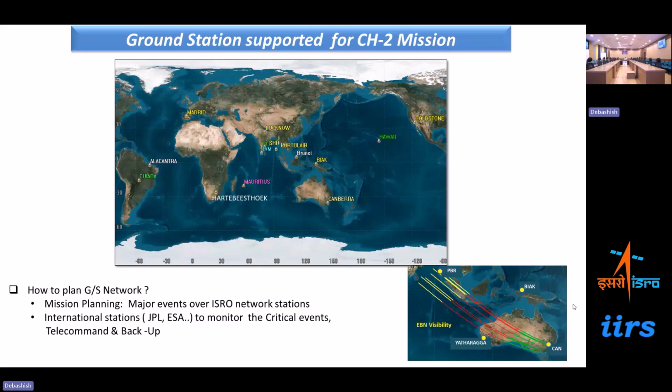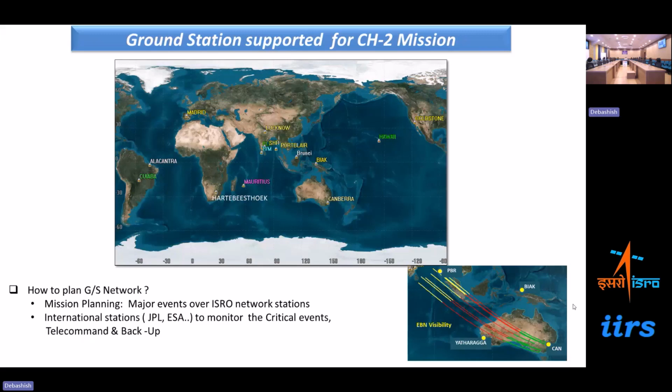Now, if you can see, we have distributed ground stations: Alcantara, Madrid, HBK, then Mauritius, then Australia. We have Canberra. Then we have a contracted ground station at Hawaii. Then we have Goldstone. This diagram shows how the ground stations are located all over the world.